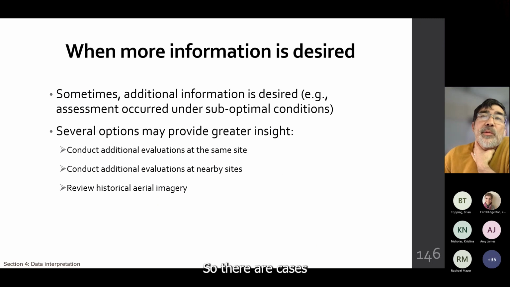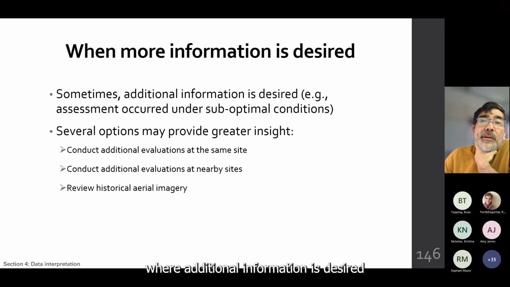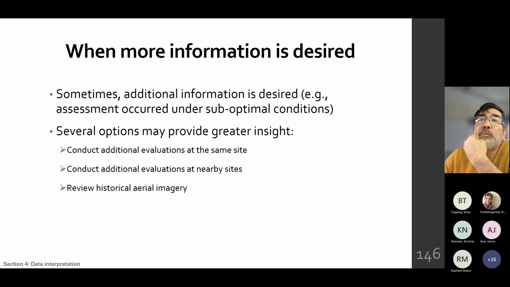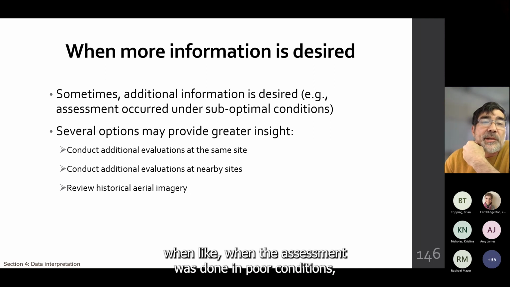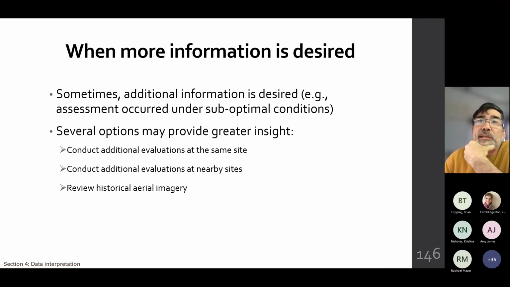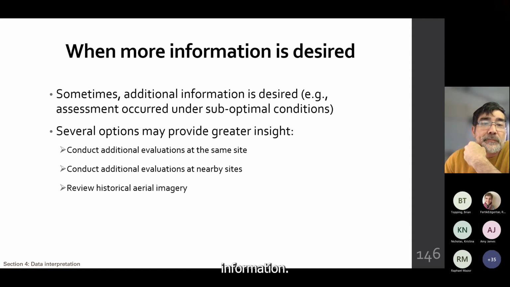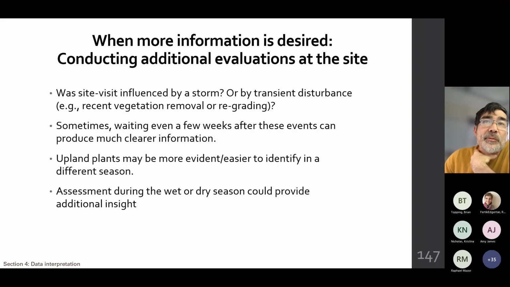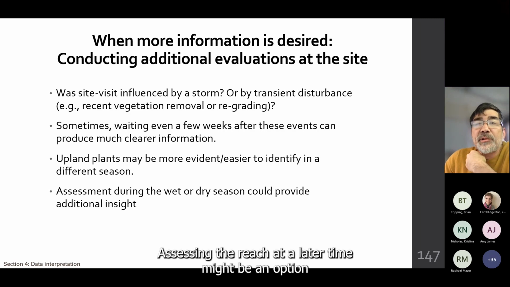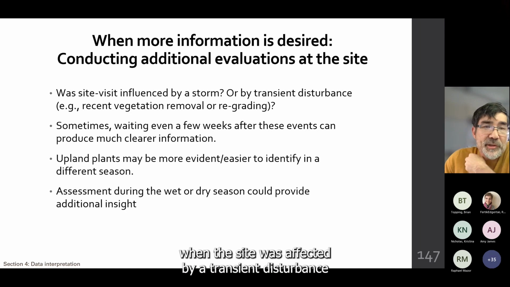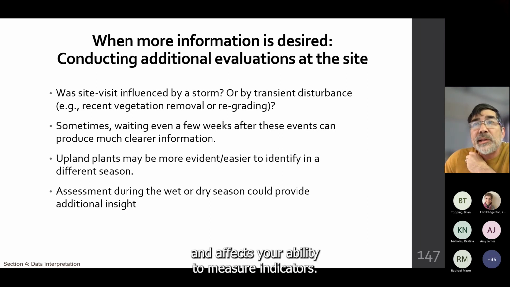So there are cases where additional information is desired. When an assessment was done in poor conditions, you can consider some options for getting additional information. Assessing the reach at a later time might be an option when the site was affected by a transient disturbance that affects your ability to measure indicators.